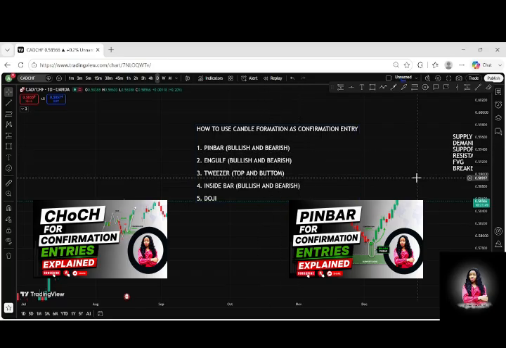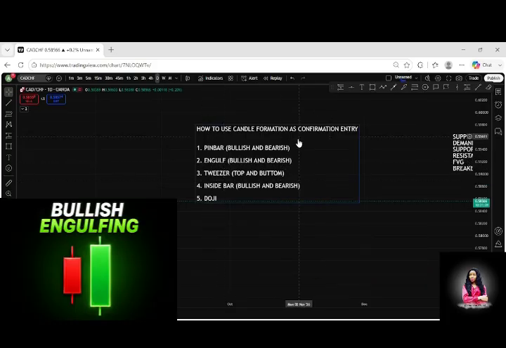So in this video, part 2 of this candle formation as confirmation entries, we will be moving down to number 2, which is engulf. So I'll be scrubbing off the number 1. We have covered pin bar. Don't forget, I gave you the bearish pin bar as your assignment. As an intentional trader, by now you should be able to make use of pin bars to have confirmations for your trades and setups. So we'll be moving down to number 2, which is engulf.